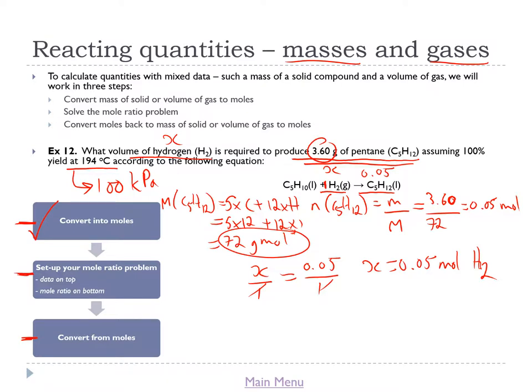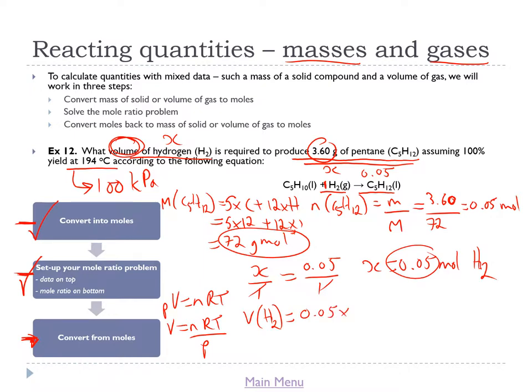The final step then, now we've done our mole ratio problem, is to convert the number of moles of hydrogen into the volume of hydrogen, because that's mentioned up here. So remember, we've got the ideal gas equation, so PV equals nRT. That rearranges then to say V equals nRT over P. So let's look at that. Volume of H2 equals n, the number of moles of hydrogen, 0.05, times by the gas constant, 8.31, times by the temperature. Now remember, temperature has to be in Kelvin. We've got 194 there, so to turn that into Kelvin, we're going to do 194 plus 273. And then we're going to divide that whole thing by our pressure, which is 100 kilopascals.